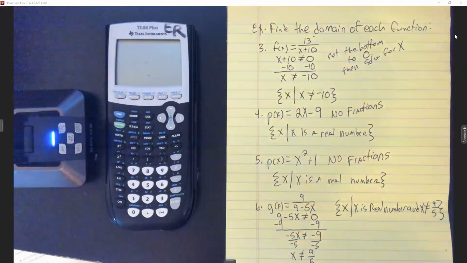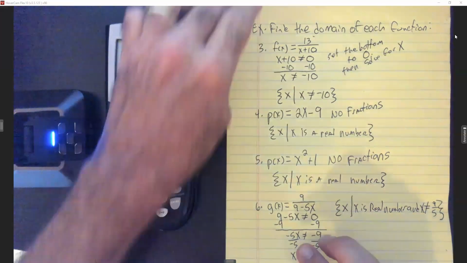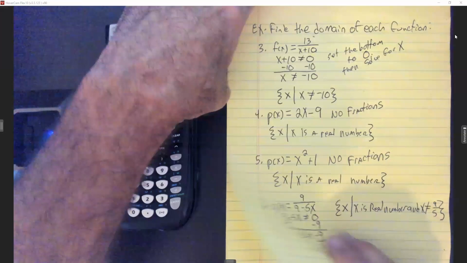So y'all, these aren't bad. You're going to have 2 or 3 where you actually got to set that bottom not equal to the 0. And then you'll have some that are just linear looking equations. And those are going to work for all real numbers.